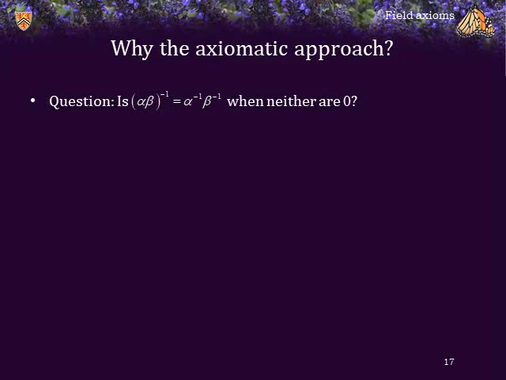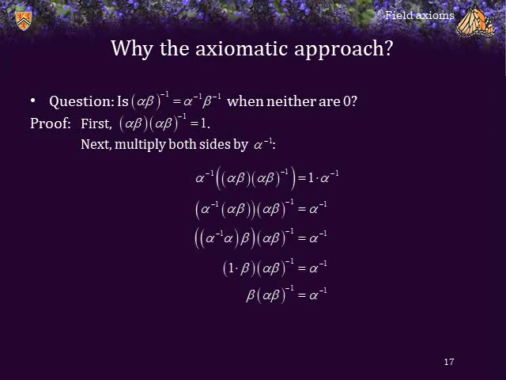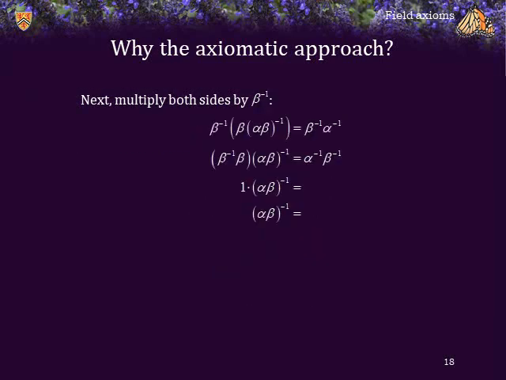So here's another question. Is the multiplicative inverse of alpha beta equal to the product of the two multiplicative inverses when neither of those values are 0? Well, we can use the definition of a multiplicative inverse to start with, and then multiply both sides by the multiplicative inverse of alpha. This, together with a few algebraic manipulations based on the 8 axioms, allows us to get to the expression at the end, and then, given that expression, we can multiply both sides of that by the multiplicative inverse of beta to get the following.